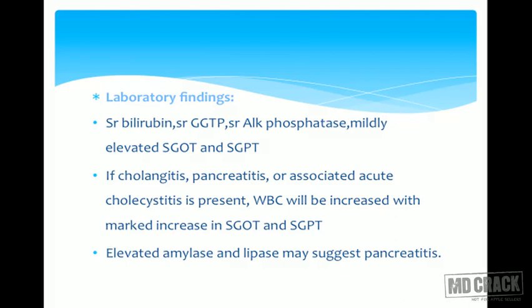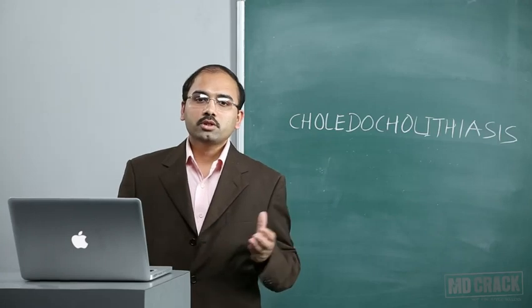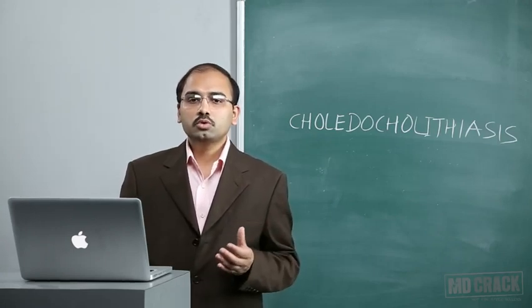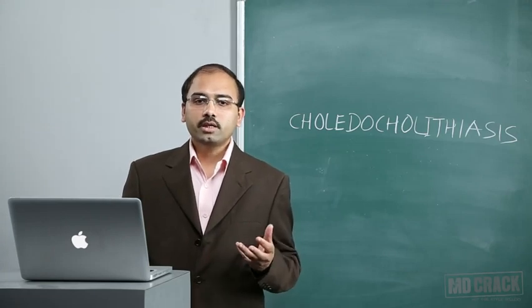What are the laboratory findings? We have got serum bilirubin, serum gamma glutamyl transpeptidase, serum alkaline phosphatase, they may be mildly elevated along with raised SGOT and SGPT. If cholangitis, pancreatitis or associated acute cholecystitis is present, the white blood cell count will be increased. So whenever these patients have got complications like cholangitis, pancreatitis and associated acute cholecystitis, the white blood cell count will be increased with marked increase in SGOT and SGPT. Elevated amylase and lipase may suggest pancreatitis. So whenever the patient comes to you with choledocholithiasis, you should rule out other associated complications like pancreatitis and cholangitis.